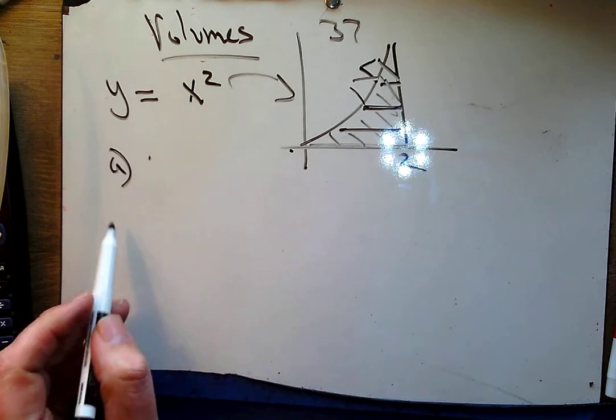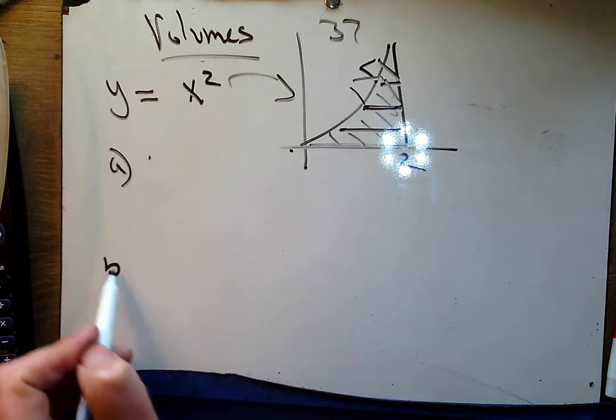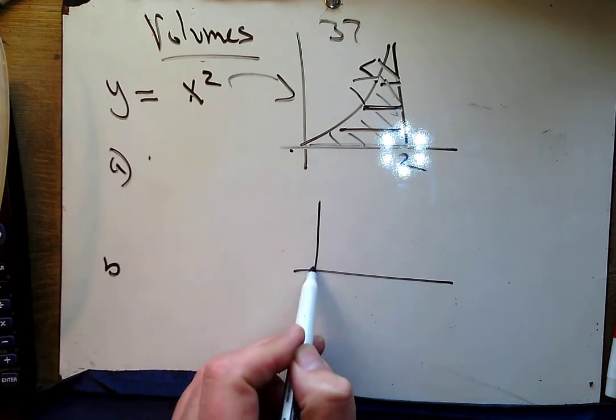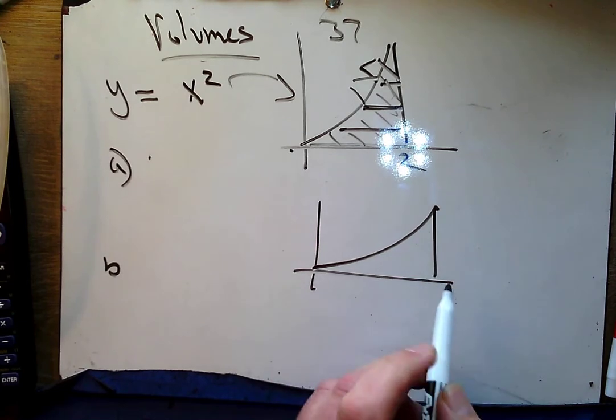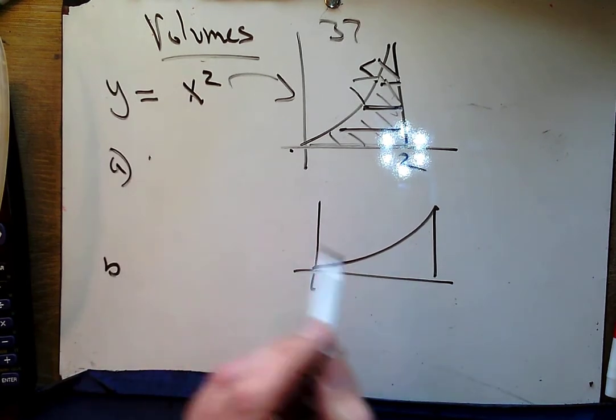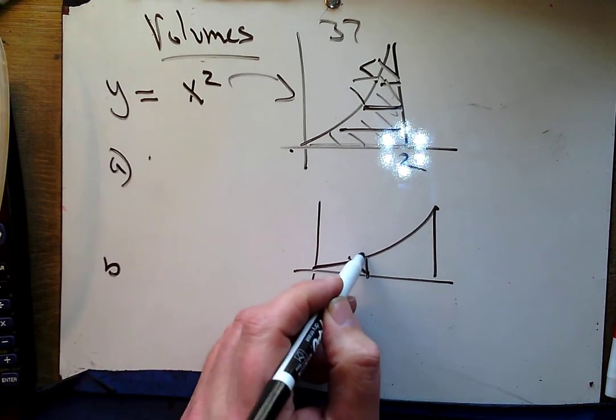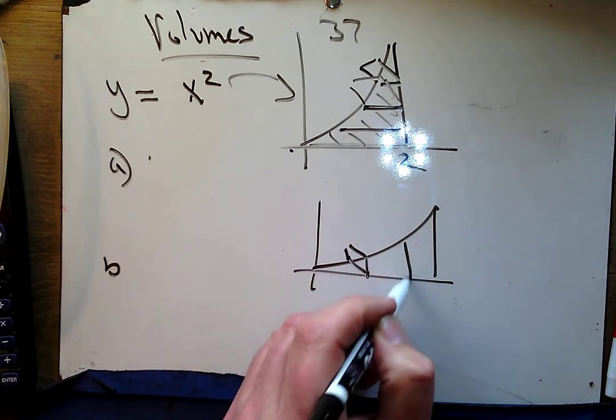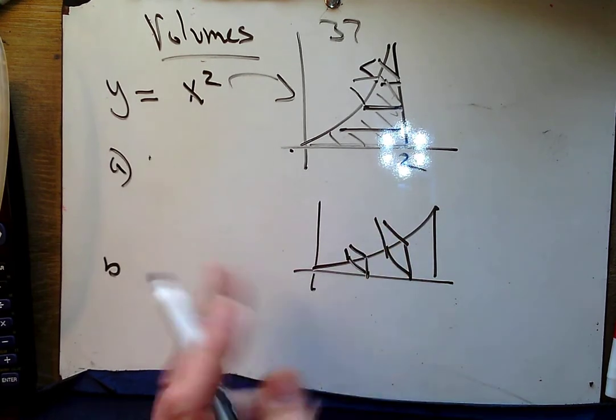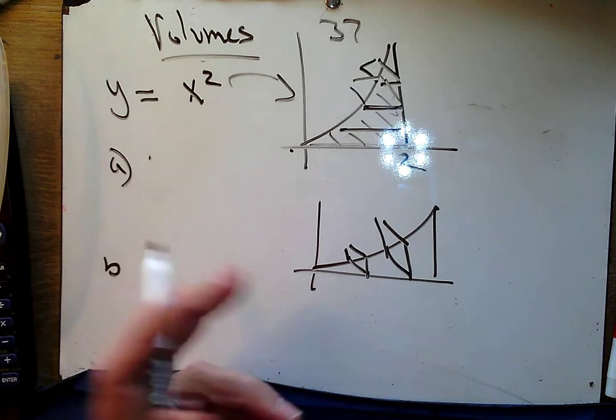And I think we'll also be talking about part B. We have that same region, and I still want squares, but I want my squares to go this way. Okay. So please do those two problems and come back when you're done.